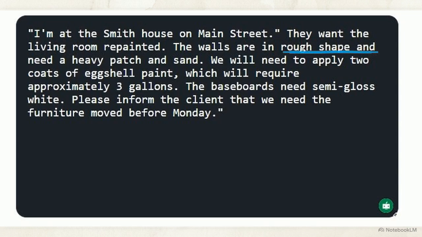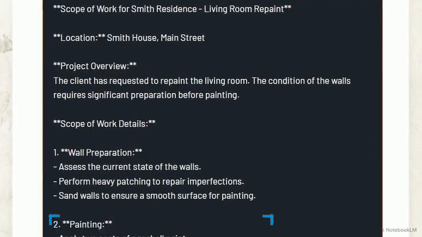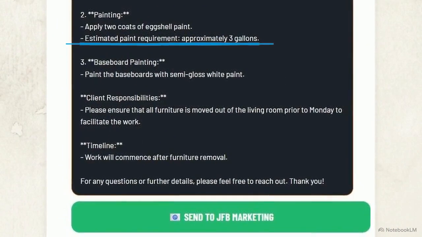For this living room project, you dictate the wall condition, the specific paint types, like eggshell for the walls and semi-gloss for baseboards, and the estimated 3 gallons of material required. When you hit Process, those raw notes are structured into this: a professional scope of work detailing the wall prep and painting steps, a calculated materials list, and a drafted email ready for the client.